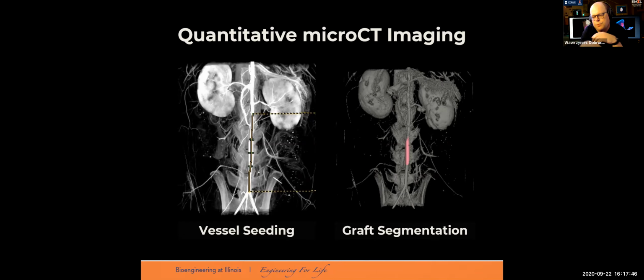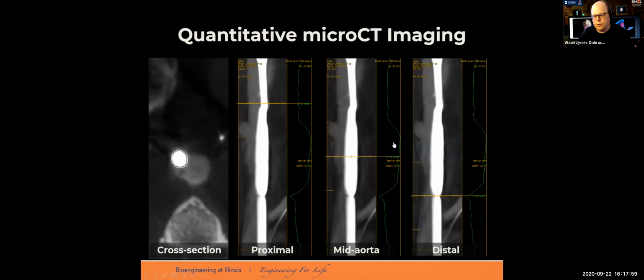And these are the example images. The graft is shown over here. This is pseudo-colored, right? It's not a real color, but I segmented out the graft and changed the color just to visualize it. But then you can also perform quantitative imaging, which means that you can look at the graft in more detail, and for example look at the line profile, which shows the diameter, right?